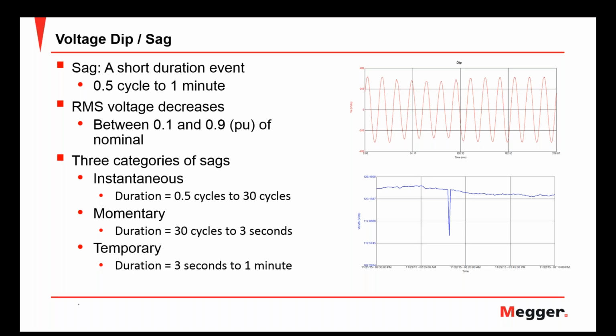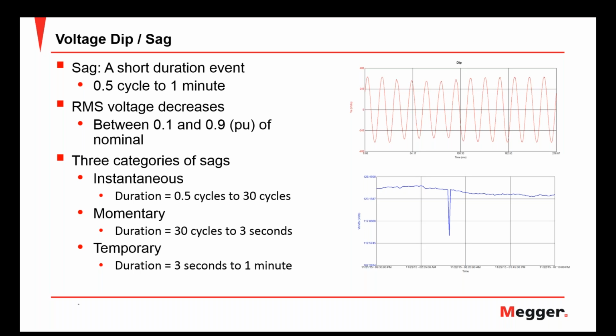Now, a voltage dip or sag is a short duration event. It's always between half a cycle and a minute. That's what makes them different from overvoltage or undervoltage events: dips and swells are short duration, under a minute. And basically an RMS voltage dip is between 0.1 and 0.9 per unit, or 10% and 90% of nominal. And there are three categories, and they're all based upon the duration.